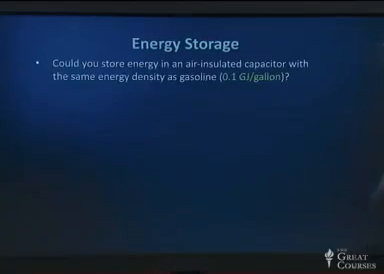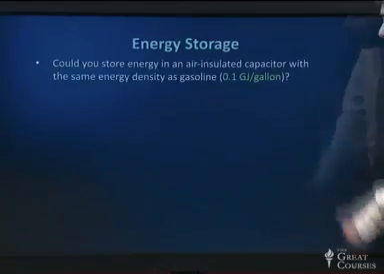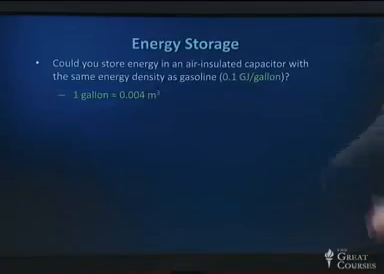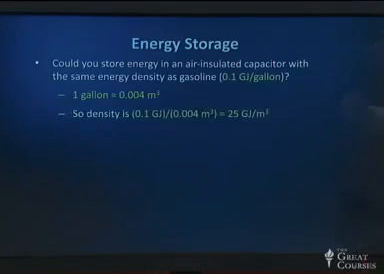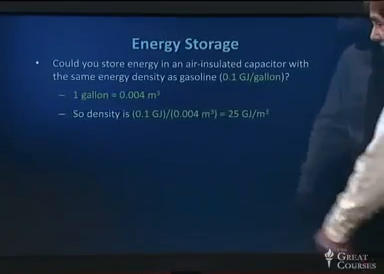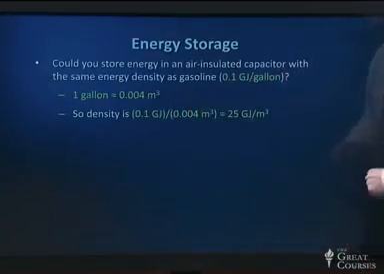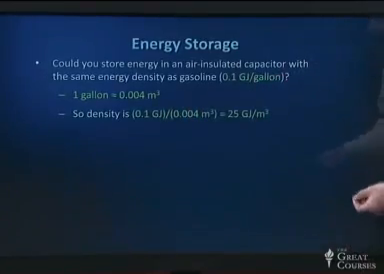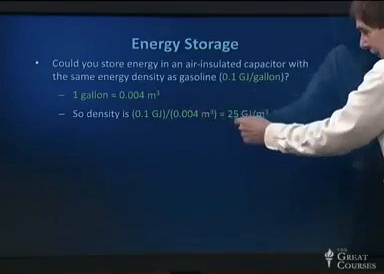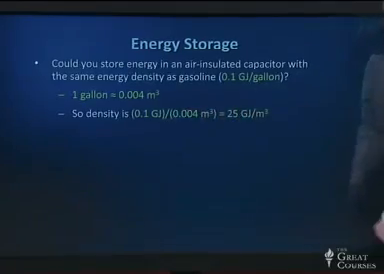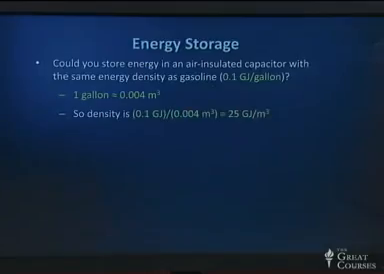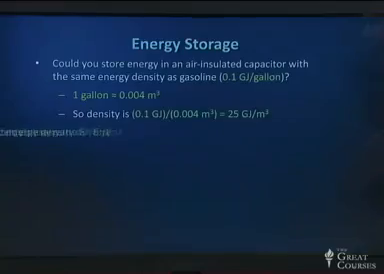So the question is, could we store energy in an air-insulated capacitor with the same density as gasoline? A gallon of gasoline happens to be about 4/1000ths of a cubic meter, because a cubic meter is pretty big. The energy in gasoline is 0.1 gigajoules, 100 million joules, in a gallon. That ends up 25 million joules per 1/1000th, so the energy density of gasoline is about 25 gigajoules, 25 billion joules per cubic meter.